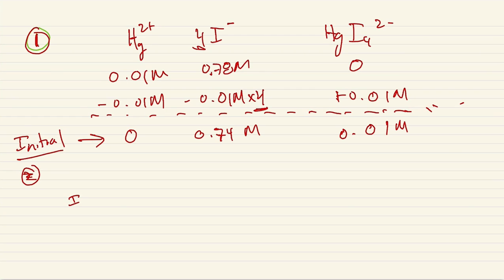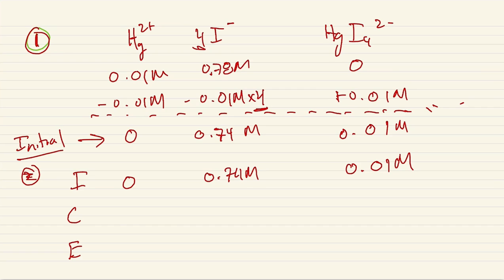So our new ice table, initial, change, equilibrium, we have 0, 0.74 molar, and 0.01 molar, right? Again, we're simplifying, calling this the bounce back method. So which way is the reaction going to go at this point? What are we going to assume that it's going? Right, these are our initial concentrations we're starting off with, right? We have 0 of this product right here, right?